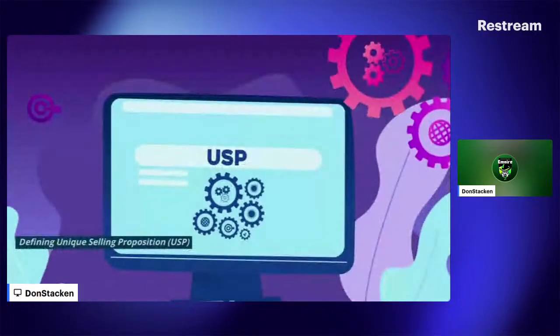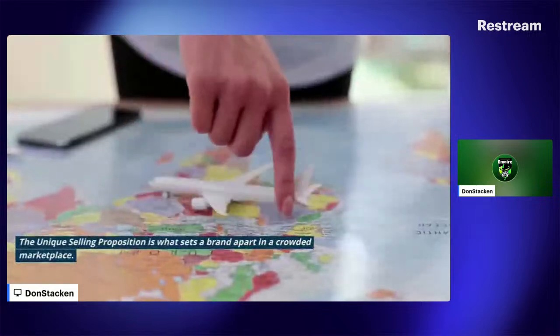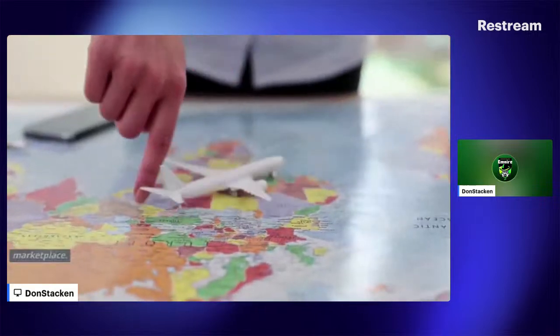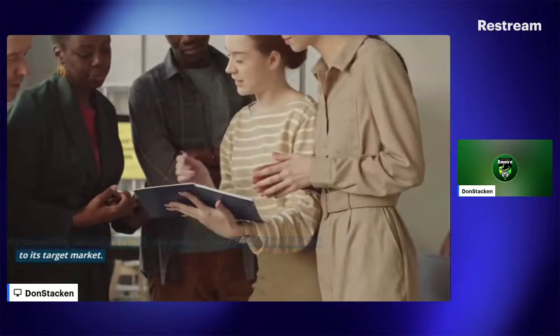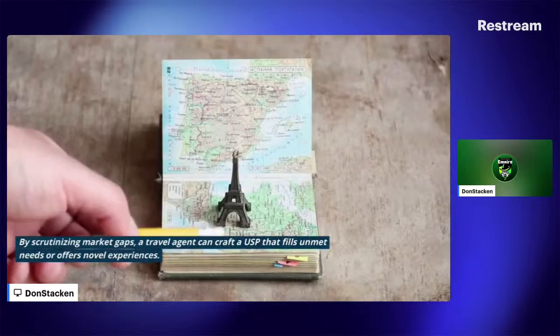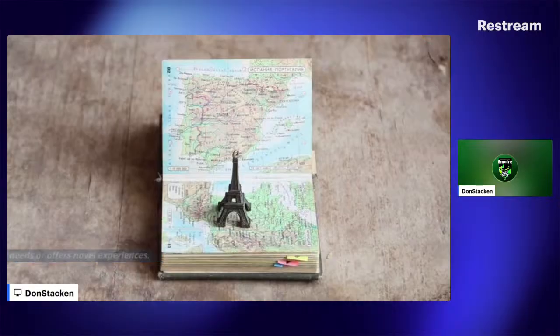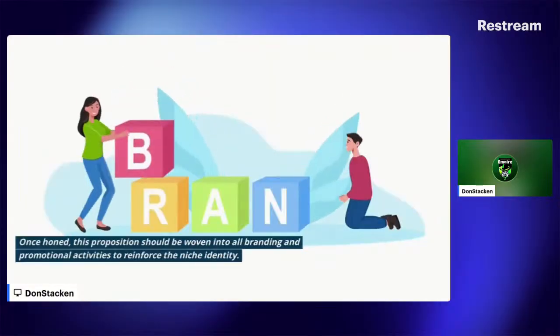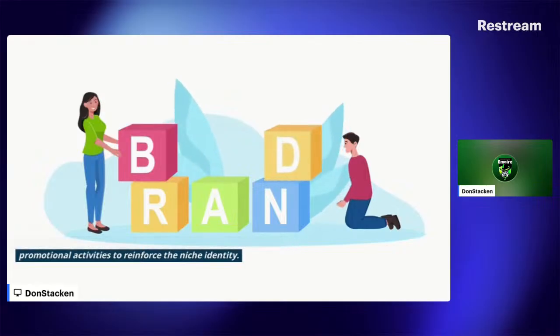Defining unique selling proposition, USP. The unique selling proposition is what sets a brand apart in the marketplace. It's the defining feature or benefit that makes a brand distinct and valuable to its target. By scrutinizing market gaps, a travel agent can craft a USP that fills unmet needs or offers novel experiences. Once honed, the proposition should be woven into all branding and promotional activities to reinforce niche identity.